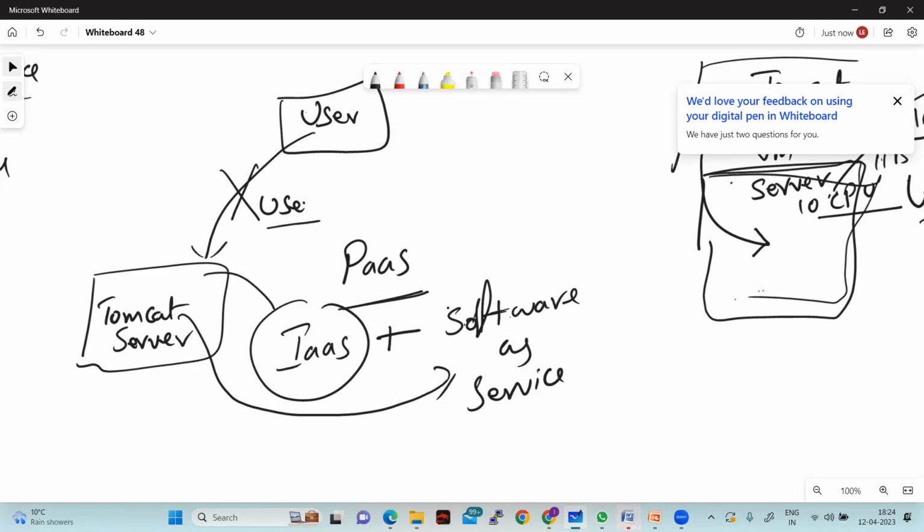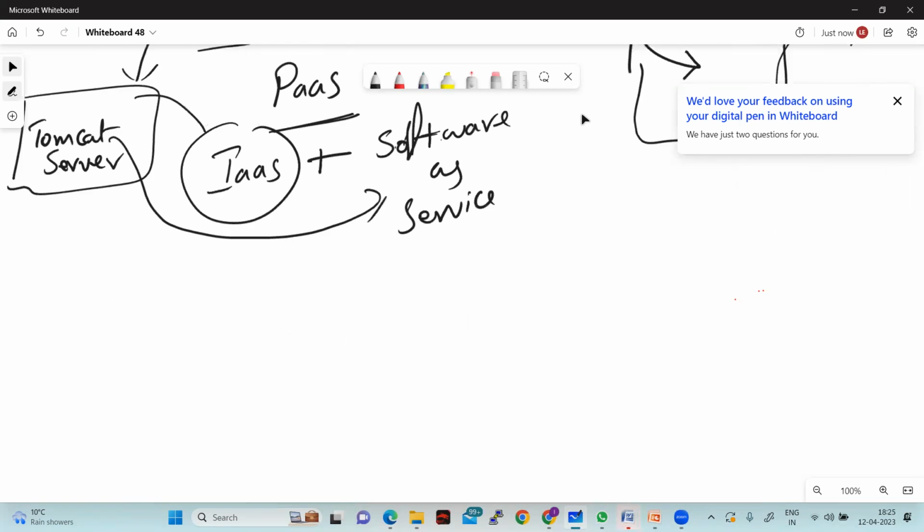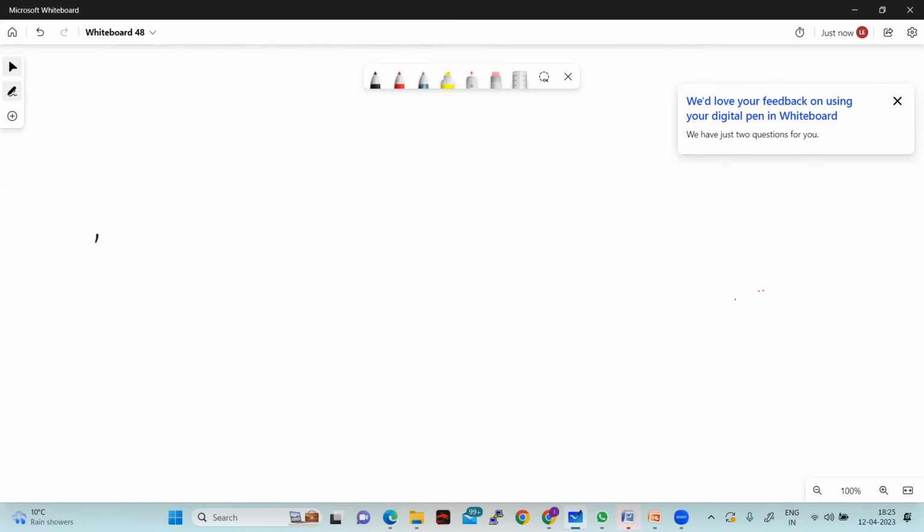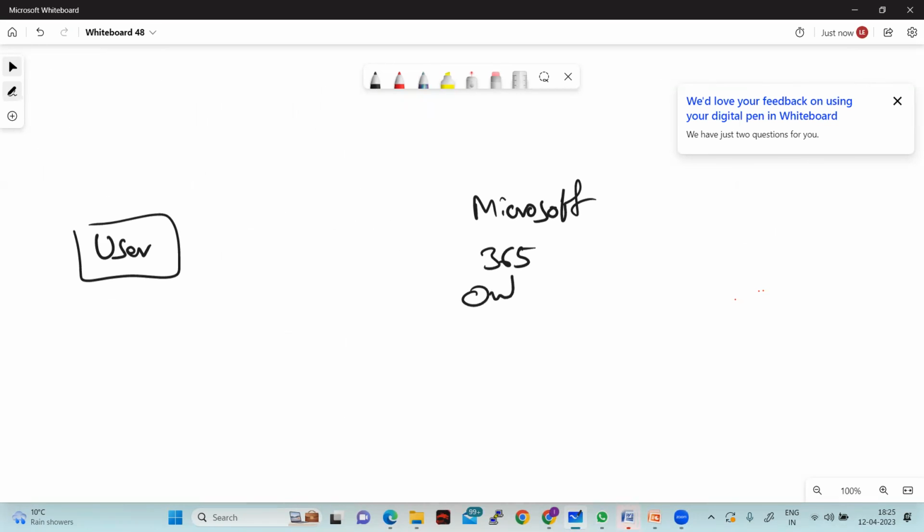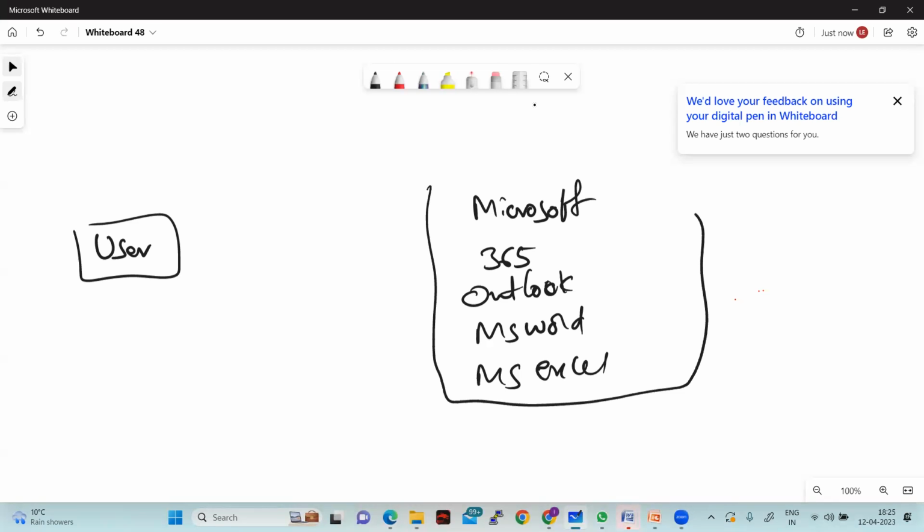So now you should be able to understand what software as a service is. Simply, if you get a software to use, then that is called software as a service. A simple example: let's say you are a user, and you have Microsoft 365, with Outlook for mail communications, and MS Word and MS Excel. This is all Microsoft 365, which contains all these softwares.